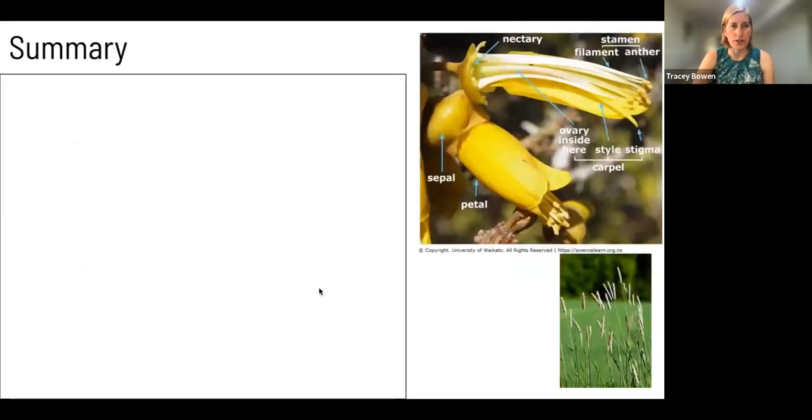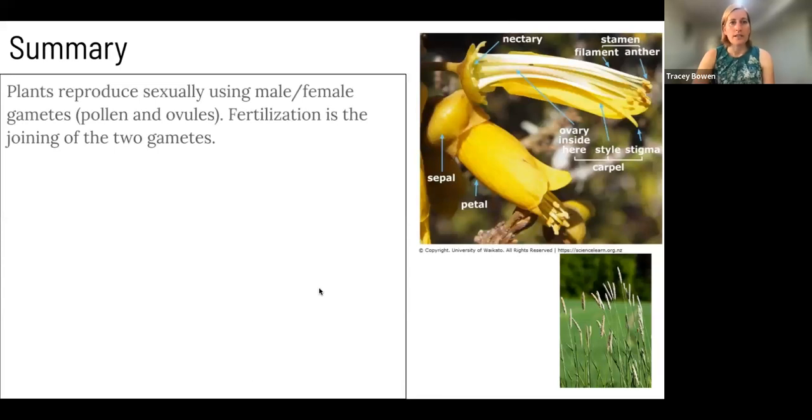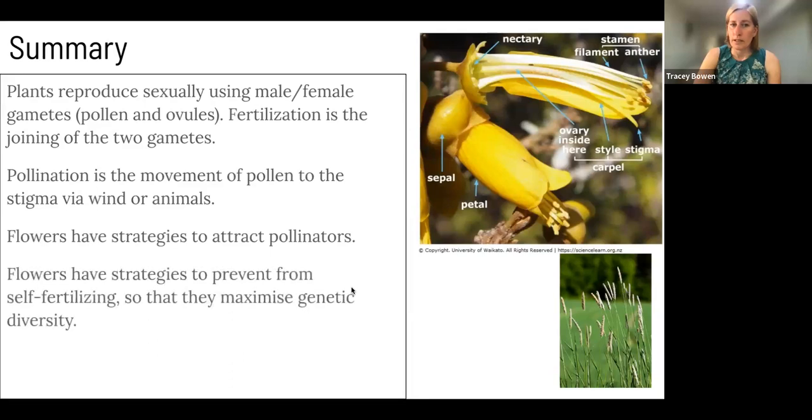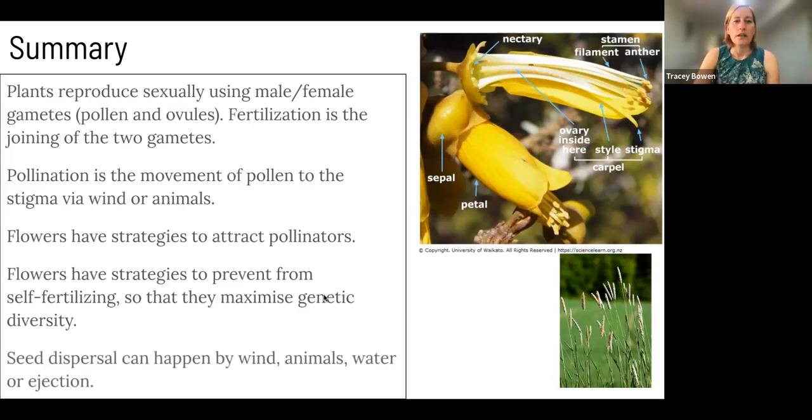they can grow without competition. So to summarize, plants reproduce sexually using male-female gametes, pollen, or ovules. Fertilization is the joining of those two gametes, and pollination is the movement of pollen to the stigma via wind or animals to make that fertilization process happen. Flowers have strategies to attract pollinators to make pollination and fertilization happen. And plants also have strategies to prevent self-fertilizing so that they maximize genetic diversity. And lastly, seed dispersal can happen by wind, animals, water, or ejection.